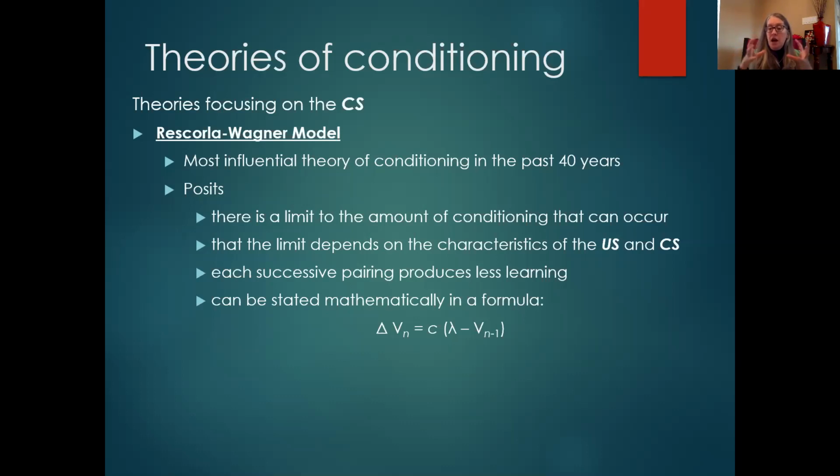So the first time that they're paired together, we get lots of learning. Then the next time there's a little bit less learning. They're still learning, but a little bit less. The next pairing, a little bit less. And after you've had a whole bunch of pairings, then each successive trial is only letting you change just a little bit. And the formula that we use here, of course, is: the change of V on any trial N is equal to a constant times lambda minus V on the last trial, N minus 1.